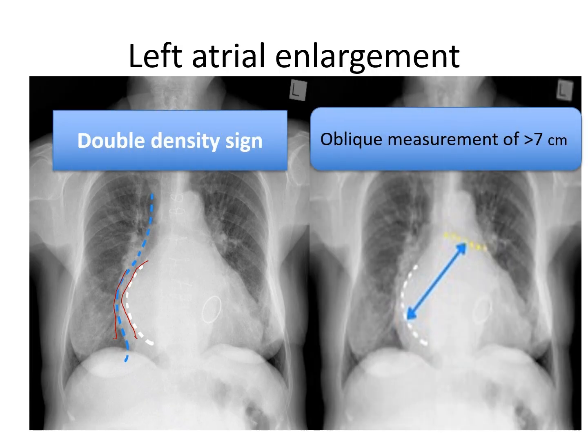Another one is the oblique measurement of the distance from the midpoint of the left main bronchus to the maximum right border of the left atrium. If this is more than 7 centimeter, it indicates left atrial enlargement, and for this the double density sign is required.